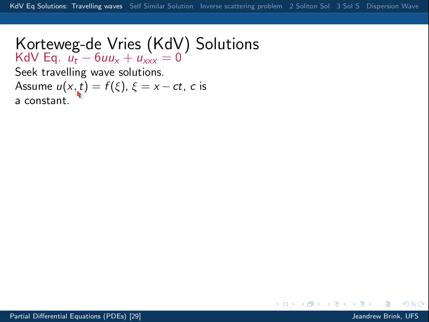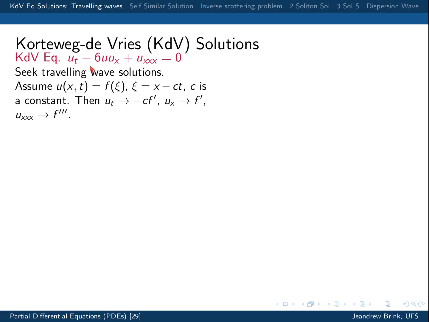So the first step in doing that is simply to work out the derivatives, namely each thing that enters into the KdV equation. And the way we do that is simply to observe that u_t now becomes the derivative of f with respect to xi multiplied by the derivative of xi with respect to t. So that's minus c f prime. The derivative of u with respect to x is simply f prime, so df d xi, and the triple derivative is just f triple prime.